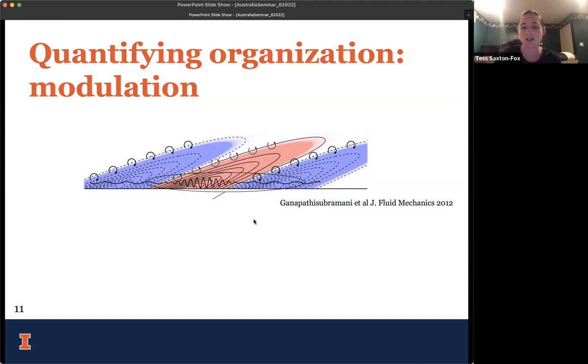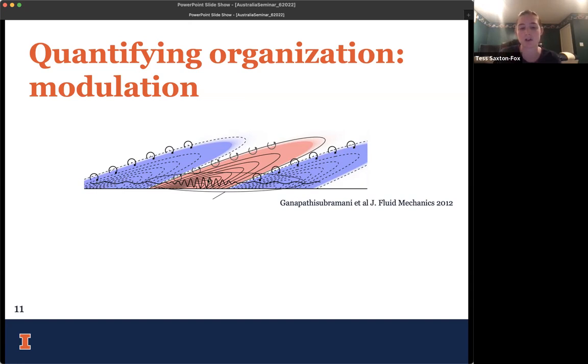There's also been, as I'm sure many of you know, a lot of quantification of organization using amplitude modulation. So there's lots of work here, especially from University of Melbourne. I'm going to highlight just two schematics that show different ideas. So this is a schematic from Ganapathy Subramani in 2012, where they had large-scale slow structures, large-scale fast structures, and large-scale slow structures. And there was, again, this idea that there were vortices in the backs of the large-scale slow structures, other rotation on this edge, and then again here, but that near the wall, we also saw amplitude modulation.